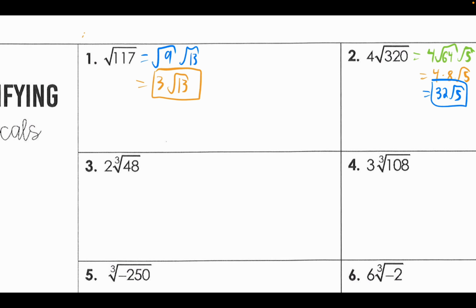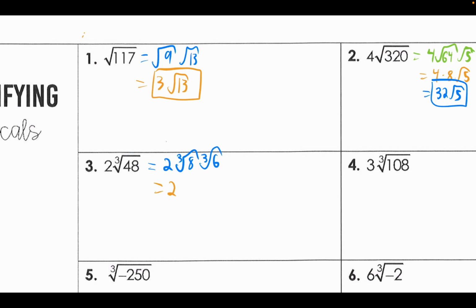So the biggest perfect cube that is a factor of 48 is 8. And so that'll be 2 times the cube root of 8 times the cube root of 6. It still works the same way to where 8 times 6 is 48. So the cube root of those numbers is the cube root of 48.